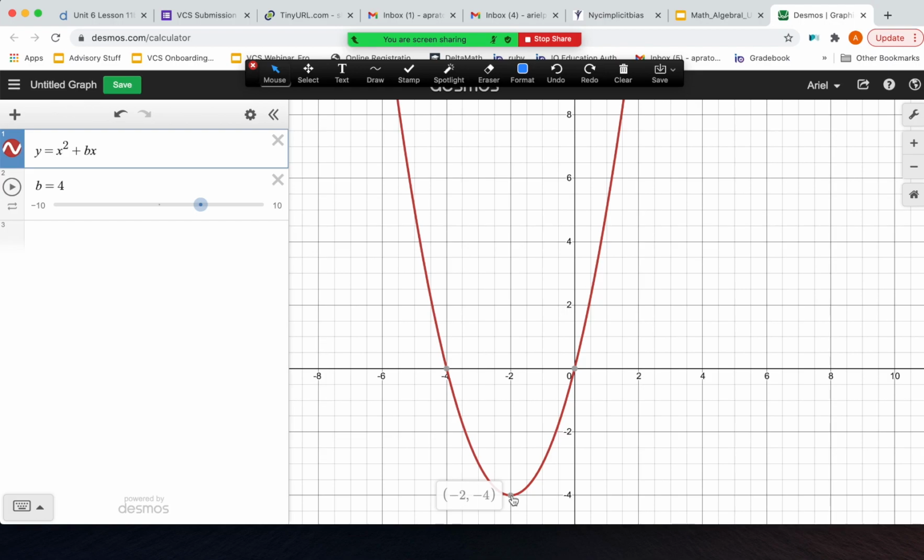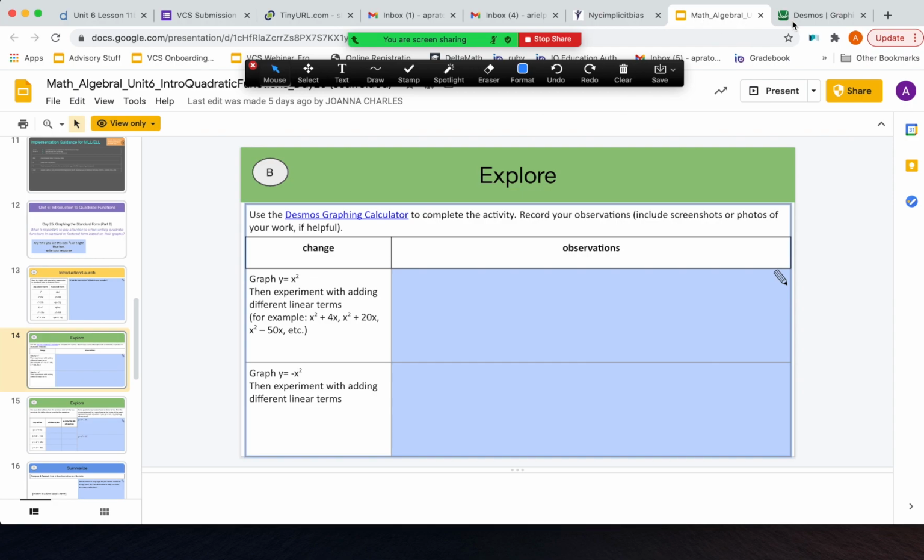The vertex is negative 2, negative 4. We're only talking about the x-coordinate of the vertex, so the negative 2. What do you notice about where the negative 2 falls? We're saying that our x-intercepts are at 0 and negative 4, and our x-coordinate of our vertex is at negative 2. Do you see a relationship happening there? Okay, then it says try out 20x.